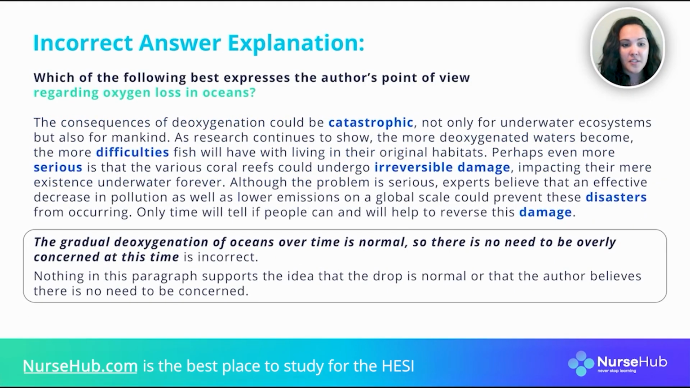The gradual deoxygenation of oceans over time is normal, so there's no need to be overly concerned at this time. On your screen, guys, you see all of these words highlighted: catastrophic, difficulty, serious, irreversible damage, disasters. Nothing in this paragraph supports the idea that this drop is normal or that the author seems like, oh, it's cool, we don't need to be concerned. It's actually the opposite.